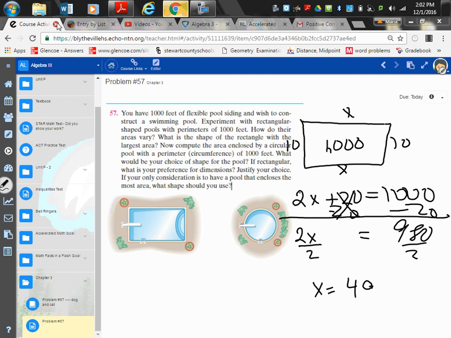Now, I would suggest setting up a table. All right, so this is your dimensions. So we know that 490 by 10 gives me a perimeter of 1,000. Now it says, how do their areas vary? So your next column would be area. To find area, you multiply your length times your width. So 490 times 10 is 4,900.